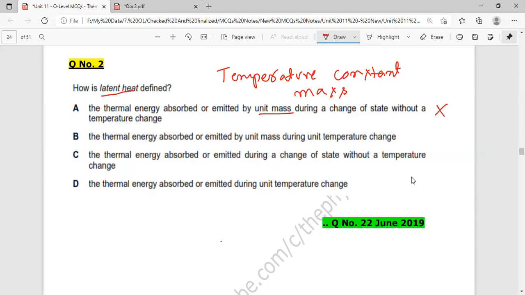Then unit temperature 1 degree Celsius, this option will be crossed. Then again unit mass, this option will be crossed. So this is the definition of latent heat: the thermal energy absorbed or emitted or released during a change of state without a temperature change. So option C is the correct answer.